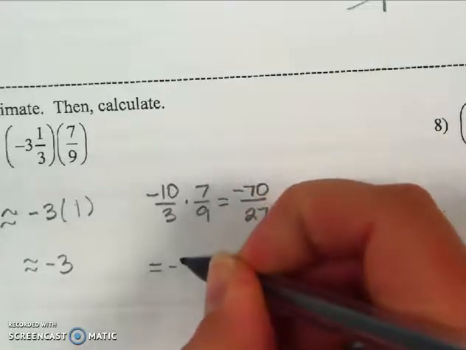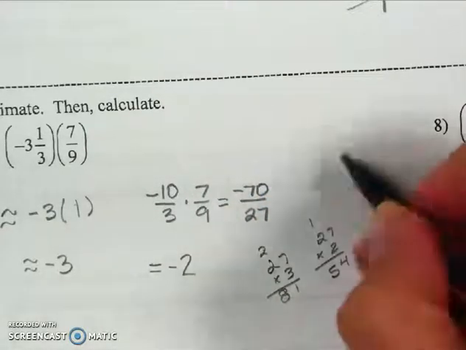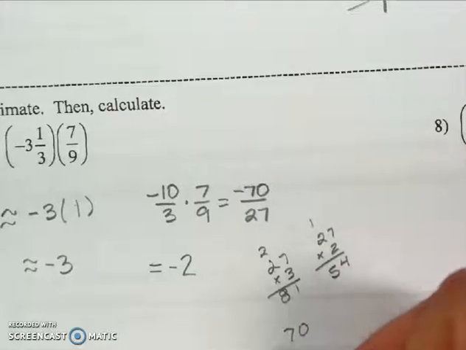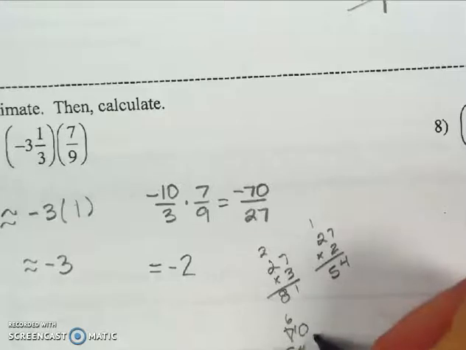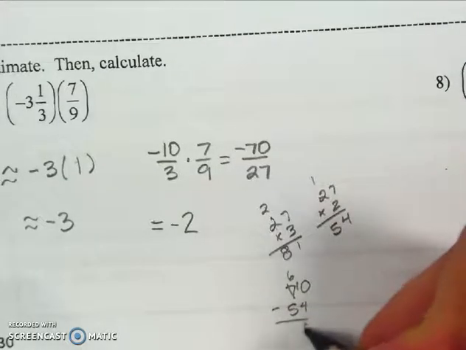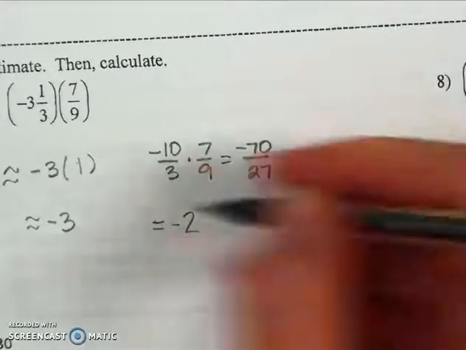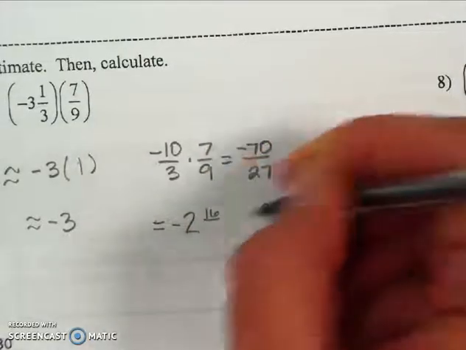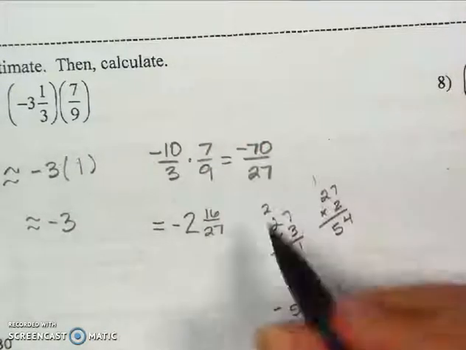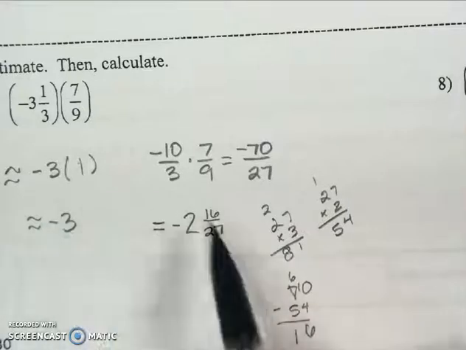I would get -2, and what would I have left? Well, 70, take away that 54 that worked. We would borrow, and 10 minus 4 would be 6. 6 minus 5 would be 1. So I would have 16/27 left over.